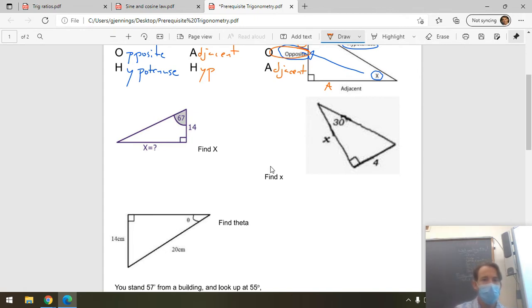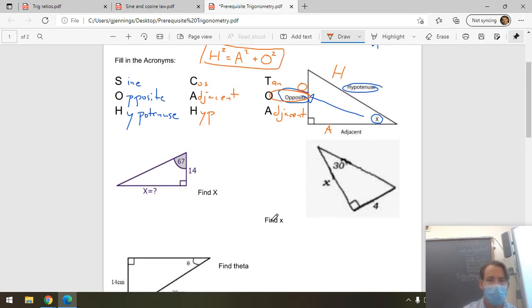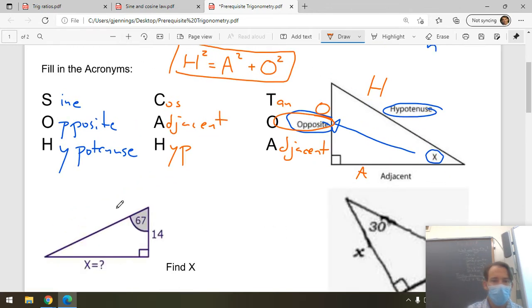So we can use these ratios to find missing sides of triangles. So if I know this angle is 67 degrees, what trigonometric ratio could I use to solve for x?